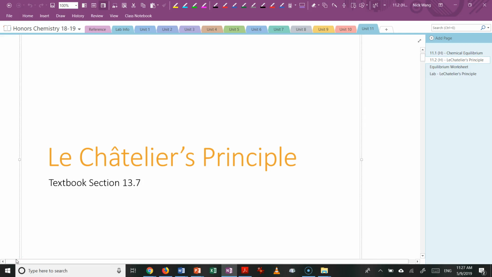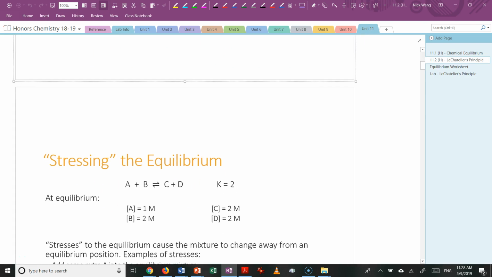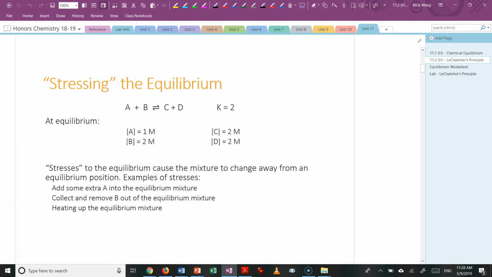This is going to be an application of equilibrium in a way that looks at some of those same ideas from before. How do things change? How do things shift? But to introduce this, we're going to actually talk about how we stress this equilibrium, and as a result of that, where does it shift?